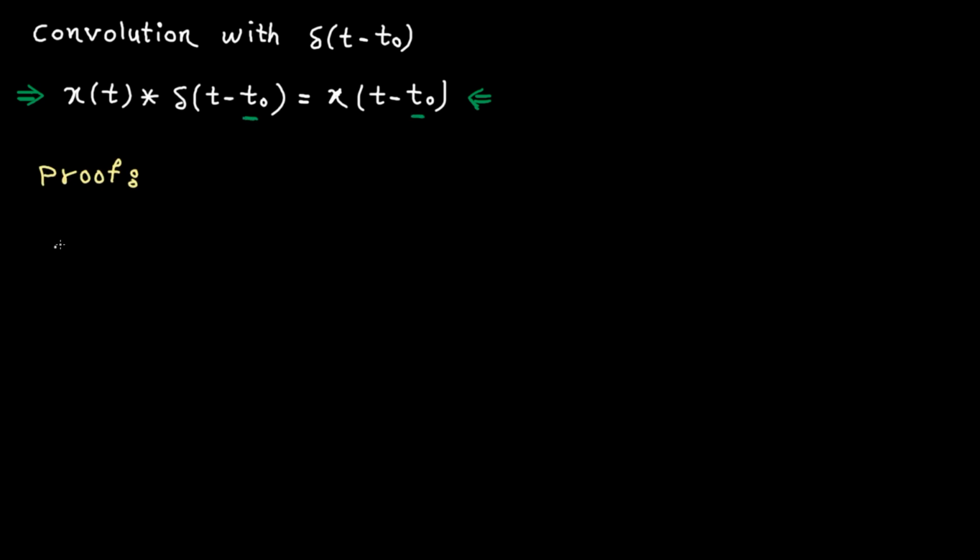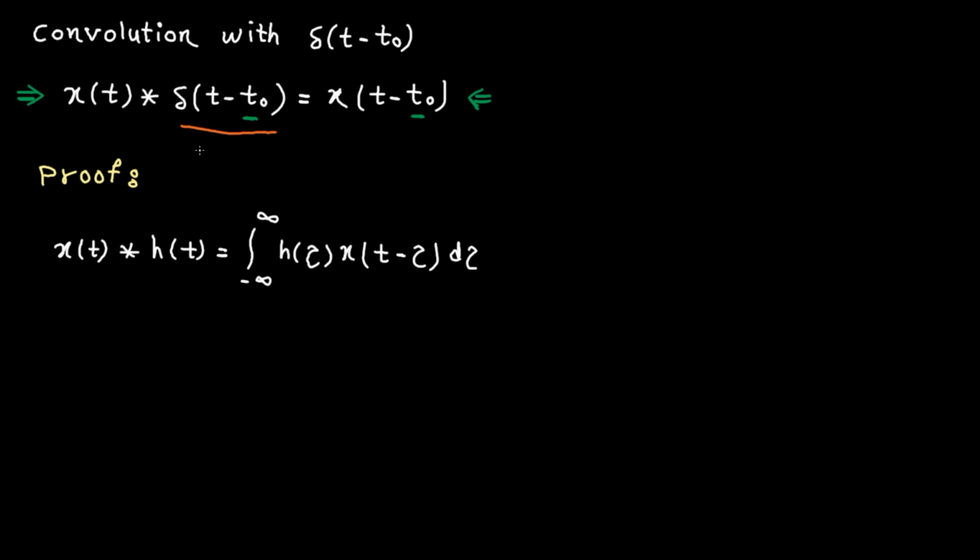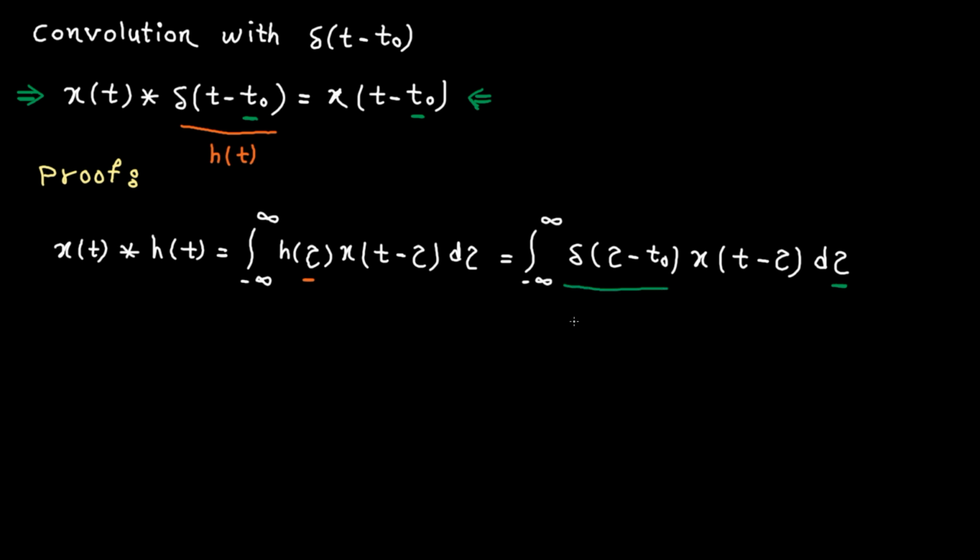Let me prove it. As I already explained, to find a convolution between x and h, we need to find this integral. This signal is our h(t) function. To find h(tau), we need to replace t by tau, multiplied by x signal. The integral variable is tau. This delta function is only non-zero at tau equal to t0. So based on the shifting property, the final answer is x(t minus t0). If you don't know what the shifting property is, please watch my tutorial on elementary signals.